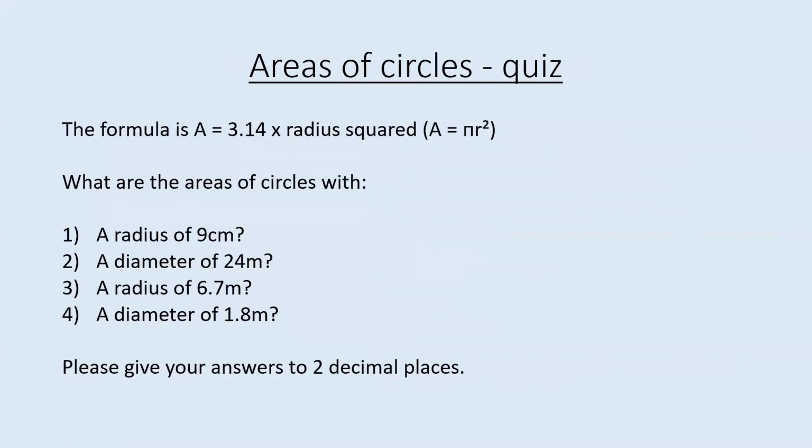So using that formula, pi times radius squared, we'd like you to work out the area of circles which have a radius of 9 centimeters, a diameter of 24 meters, a radius of 6.7 meters, and a diameter of 1.8 meters. And remember to please give your answers to 2 decimal places. There'll be a 10-second lag before I go on to the next slide.